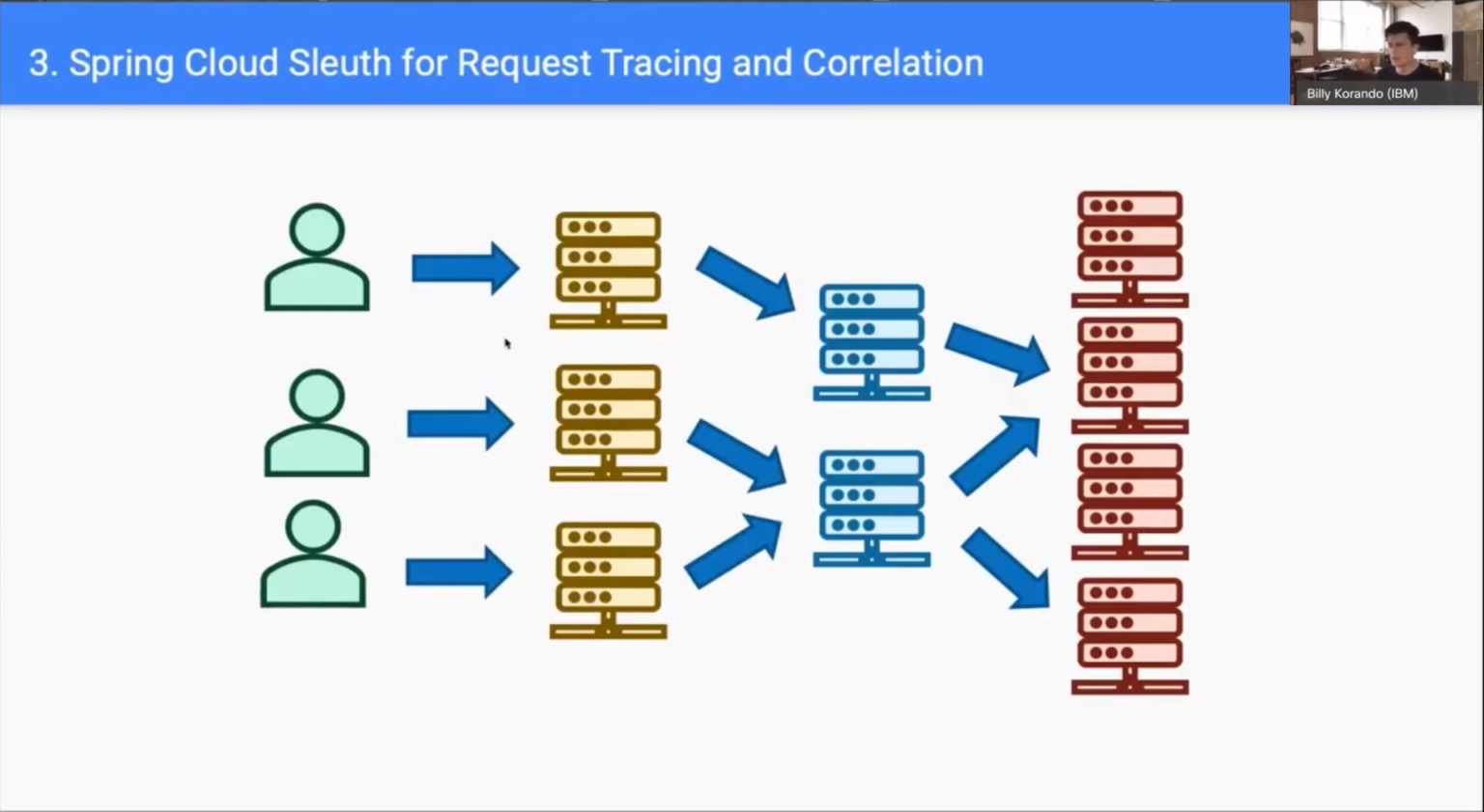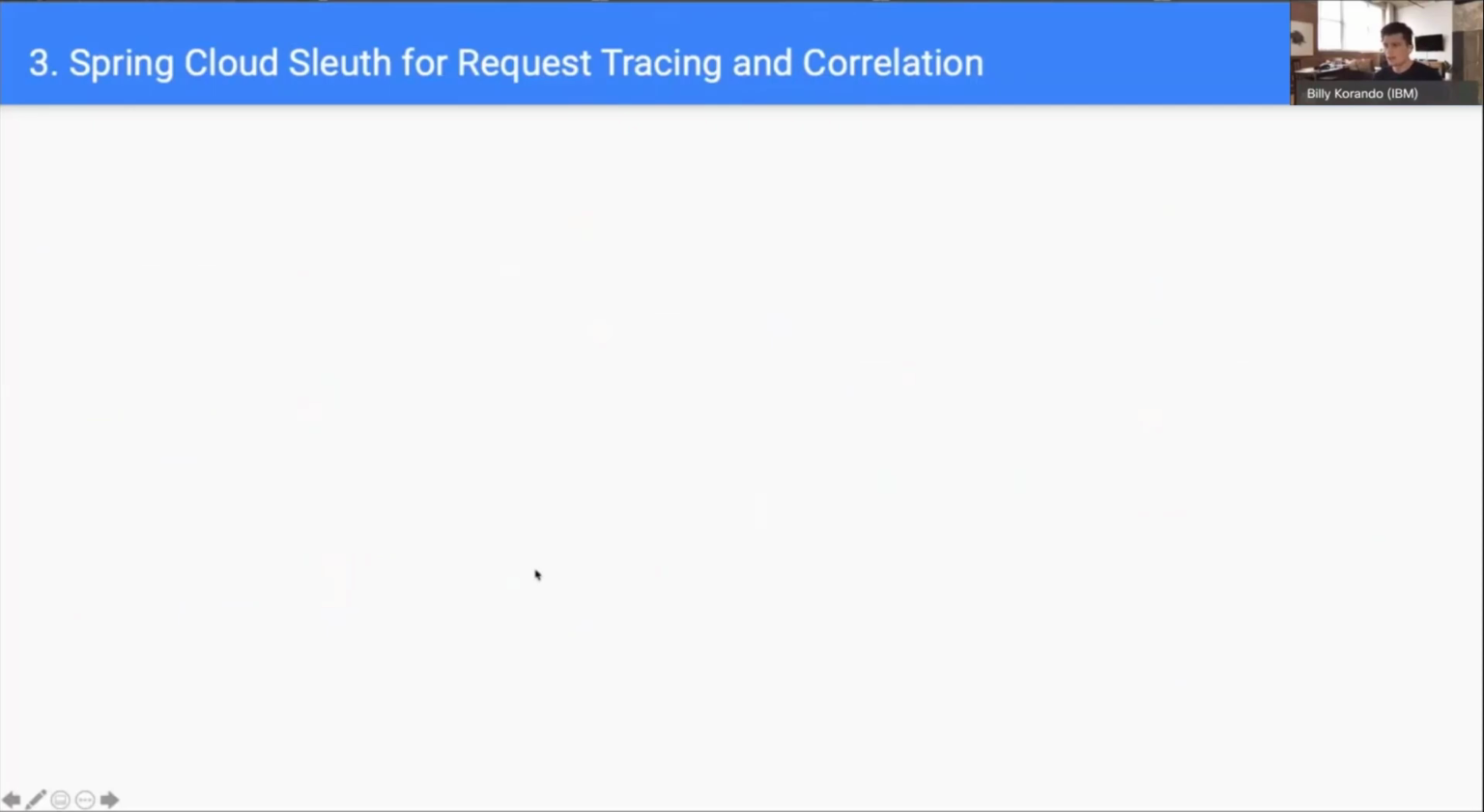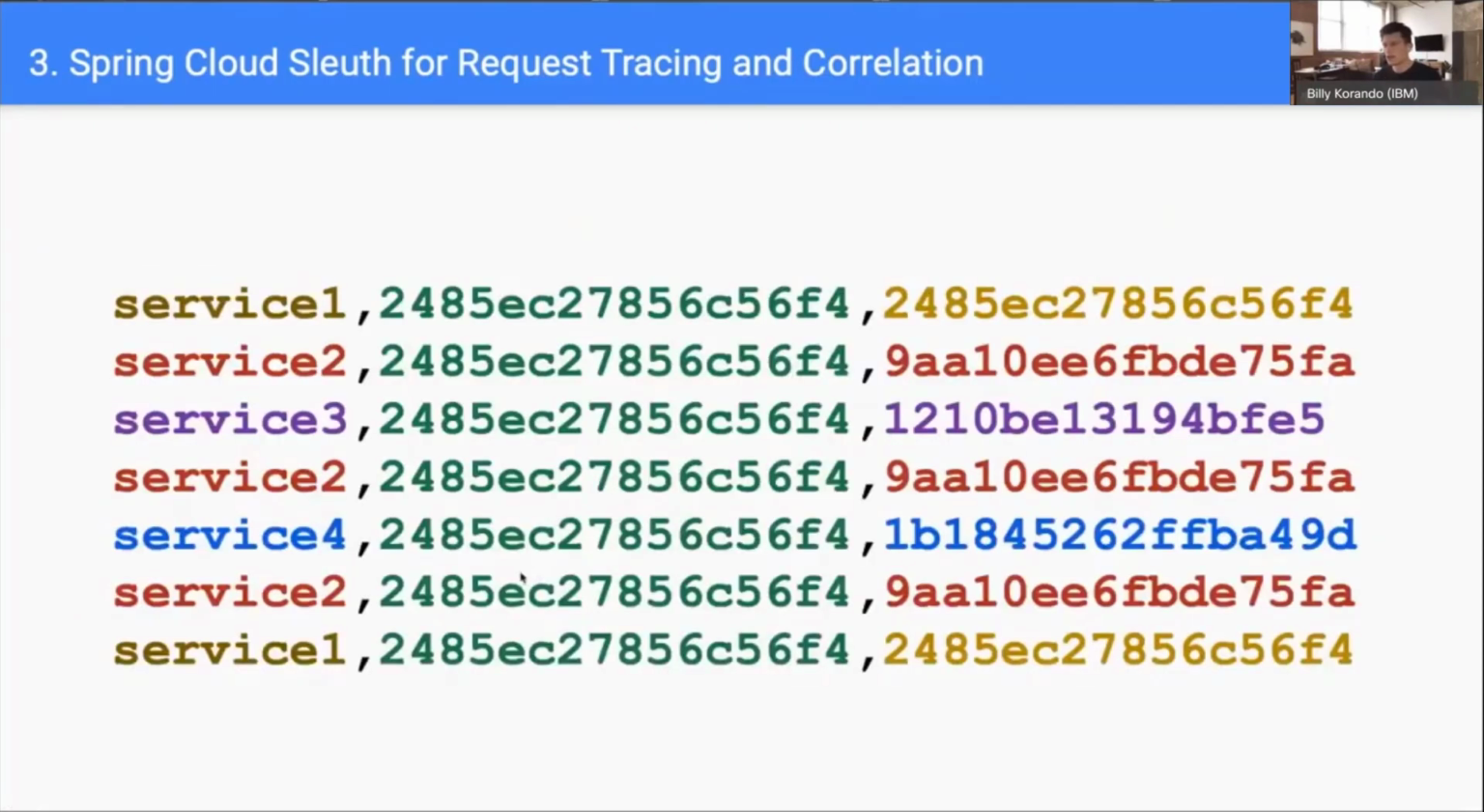So if you're using Spring Boot throughout, you can use Spring Cloud Sleuth to handle a lot of the request tracing and correlation. All you need to do to get it to work is pass in Spring Cloud Sleuth Starter and Spring Cloud Starter Zipkin. What Spring Cloud Sleuth does is put a couple of IDs in request headers, a span ID and a trace ID.